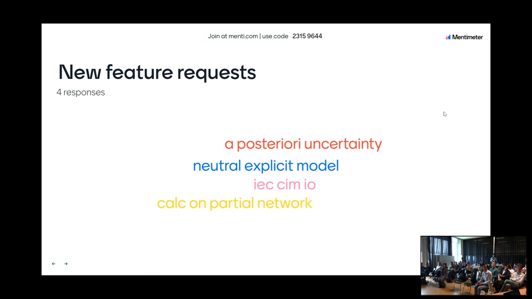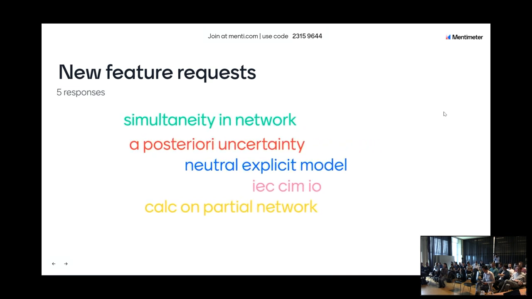Okay. For the neutral explicit model, the response is yes, that would be that the four wires of the three-phase network are modeled without assuming that the neutral is grounded everywhere. And for the a posteriori uncertainty, that is, what is the uncertainty of the estimated powers and voltages of the state estimation? Yeah, good question, and definitely something interesting to dive into.